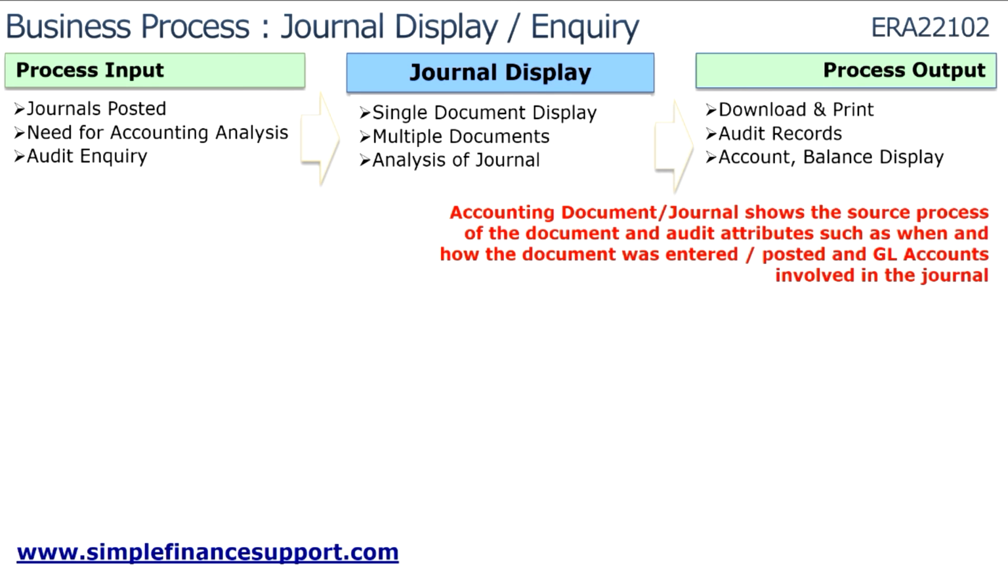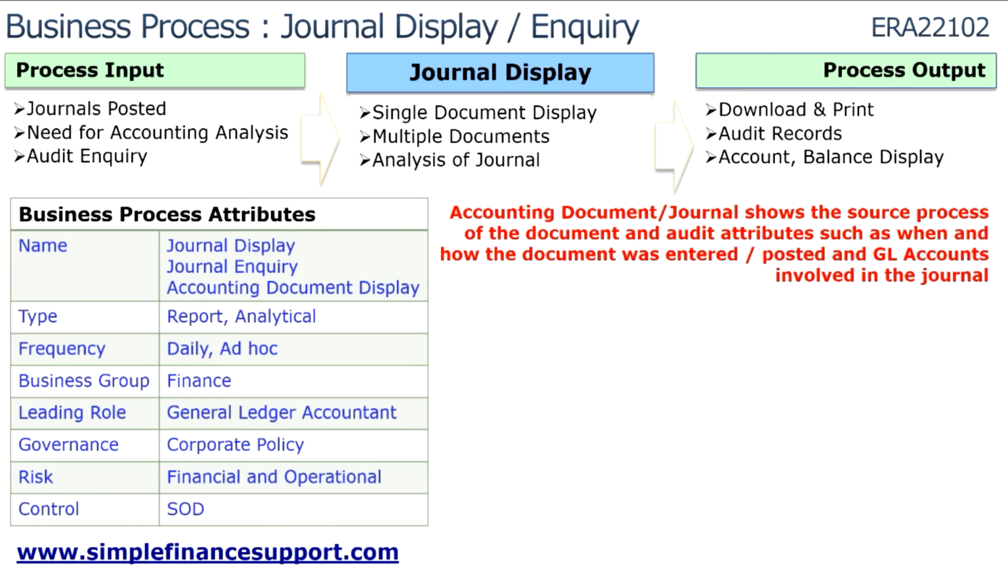So the accounting document or the journal shows the source process of the document, meaning where it originated, whether it is an invoice document or a journal entry entered manually. It also shows certain audit attributes, such as when and how the document was posted or entered in the system, and which GL accounts or general ledger accounts are involved in this particular journal. That kind of information is available as part of this business process.